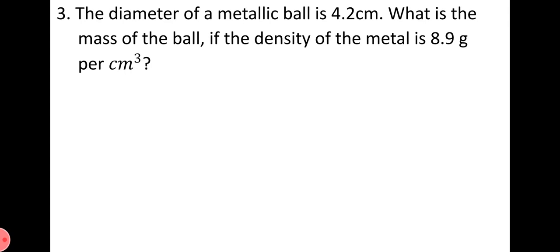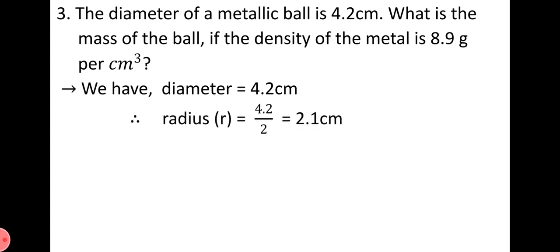Now we have to find out the mass of the ball, that is the weight of the ball, if the density is given as 8.9 gram per cubic centimeter. For this, first we find the volume of the metallic ball. Here we have diameter equal to 4.2 centimeter, therefore radius r equal to half of diameter, that is 4.2 divided by 2, that is equal to 2.1 centimeter.